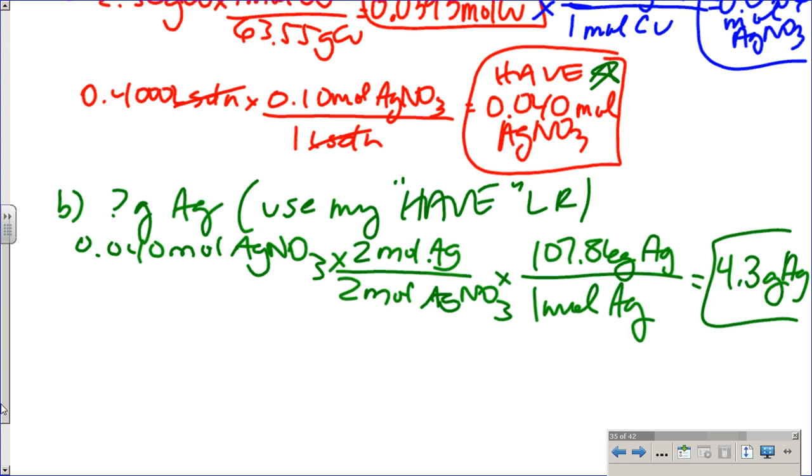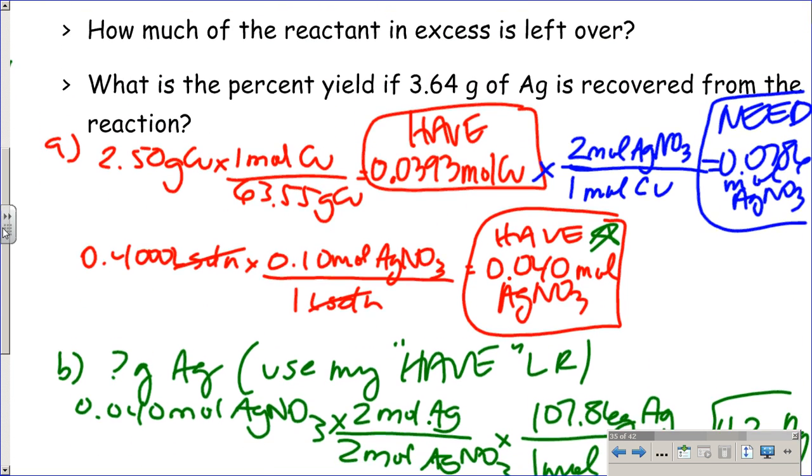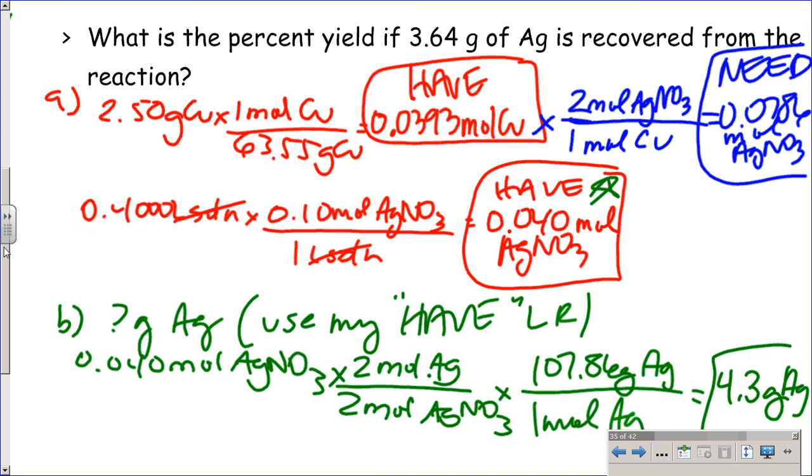Now, I'm going to skip to part D. I'm not going to do part C just yet. I'm going to skip that. So part D, question. What is the percent yield if 3.64 grams of silver is recovered from the reaction? First off, tell me what percent yield is. Let's write this down. Okay, so actual yield over theoretical yield times 100, right?